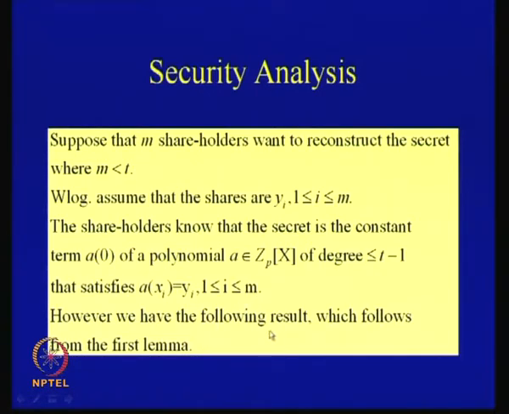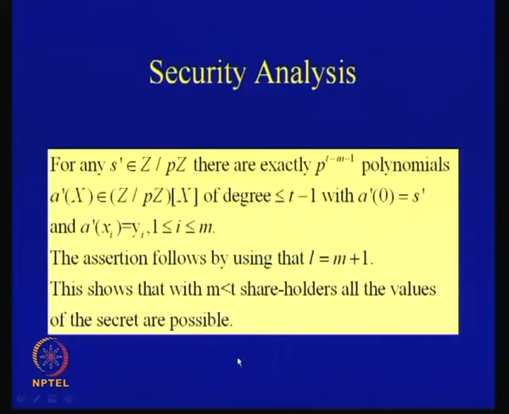However, we have the following result, which follows actually from the first lemma. The result says that for any s dash, for any secret for that matter, there are exactly p to the power of t minus m minus 1 polynomials of this form, of degree less than t minus 1, such that for all these m values this relation is satisfied. Why? Because this assertion follows by using the fact that L is equal to m plus 1 in this case.